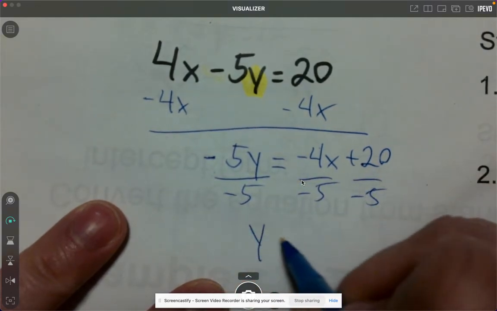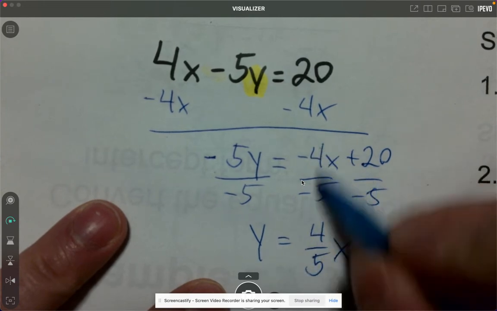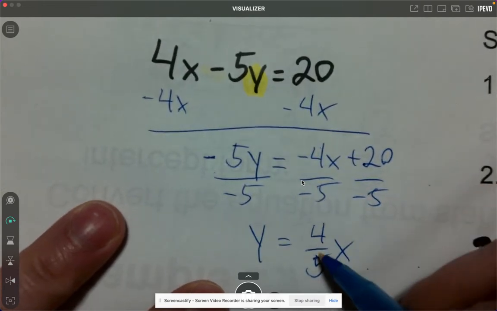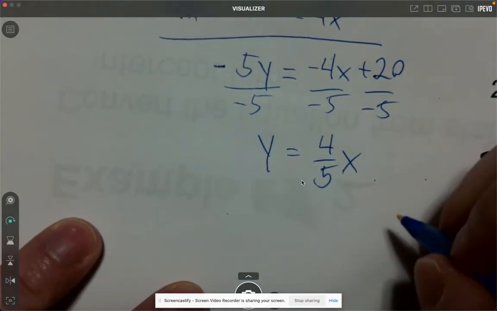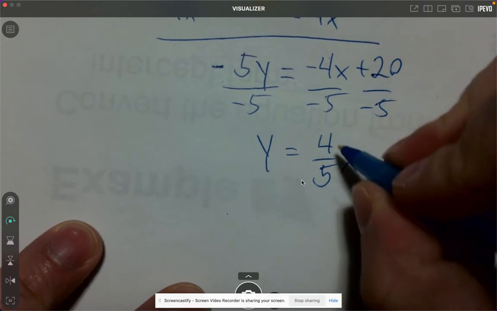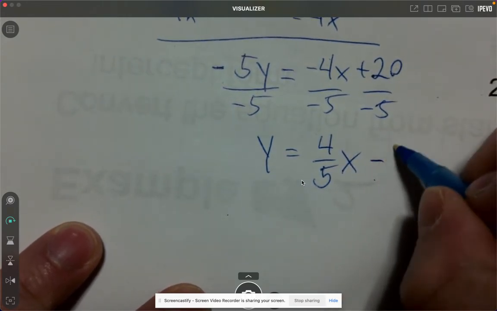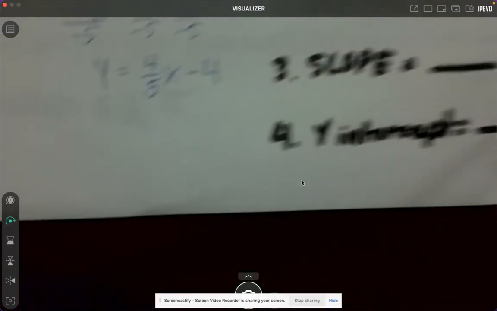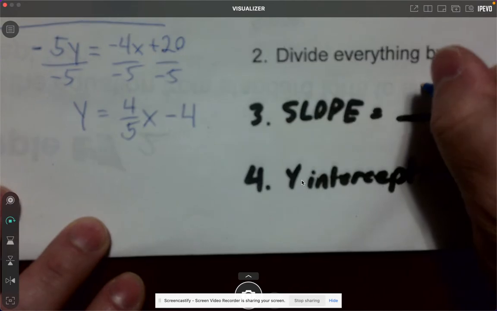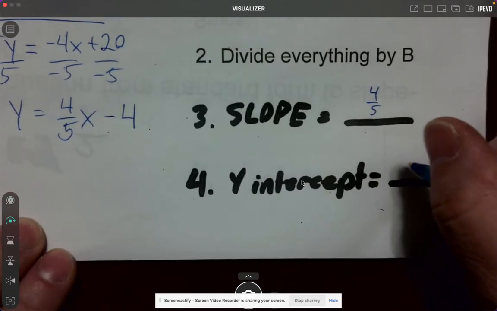I'm left with y equals 4/5 positive, because negative divided by negative is positive, and that's just a fraction. I could write that as 0.8 or 8 tenths, but that wouldn't make sense. I can just leave it as a fraction for a slope, and then here this would be minus 4. So over here, hopefully you can figure out that the slope would be up 4 over 5, and the y-intercept would be negative 4.